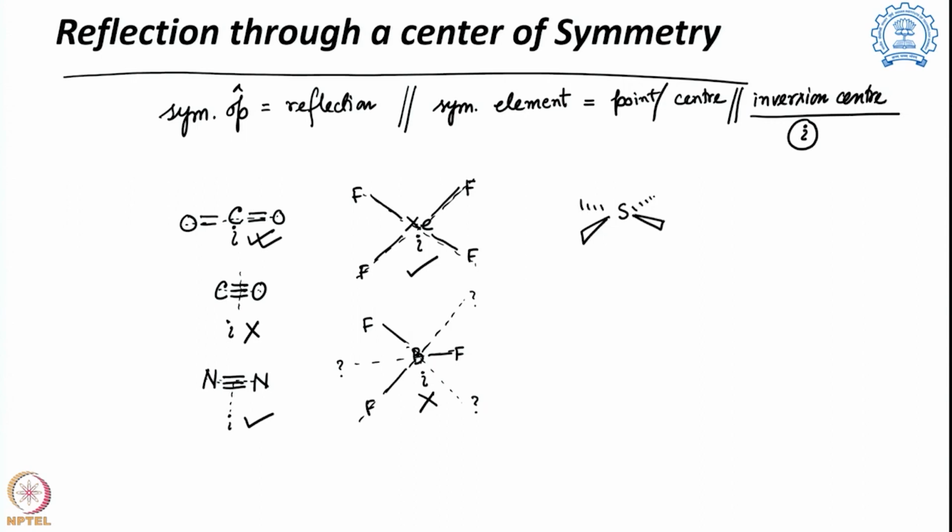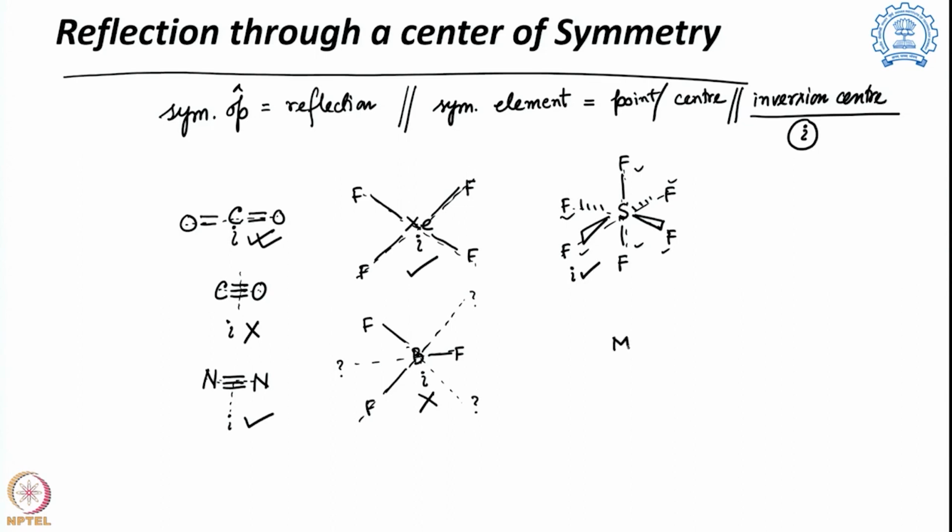Say SF6 molecule, which is octahedral in geometry. Again, the center of the molecule is the sulfur, and if I go through that and reflect this fluorine, these are reflected. If I reflect through that, reflected. If I reflect through that, they are all reflected. So, that means the center of symmetry is present in this molecule.